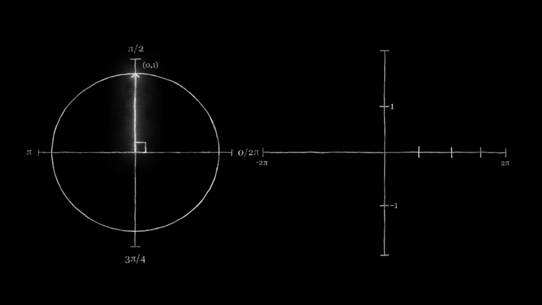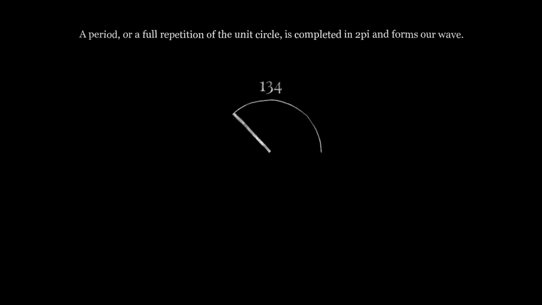A sine wave is the plotting of the y value of the coordinate of the point of a given angle in the y-axis of our imaginary graph, where the x-axis represents each angle of the unit circle and the y-axis are the given values from sine and cosine. A period, or full repetition of the unit circle, is completed in 2 pi and forms our wave.